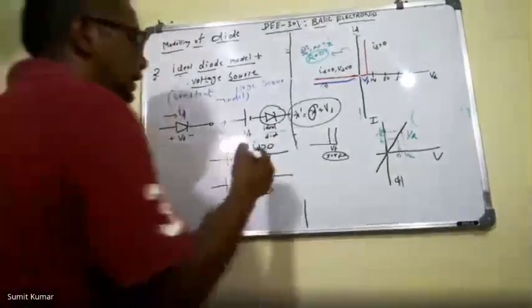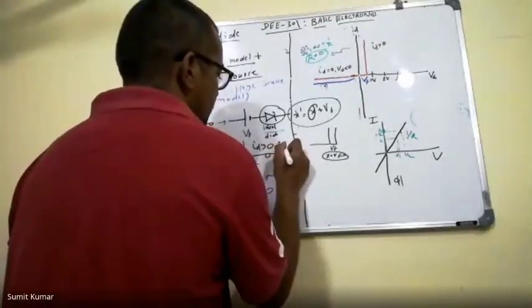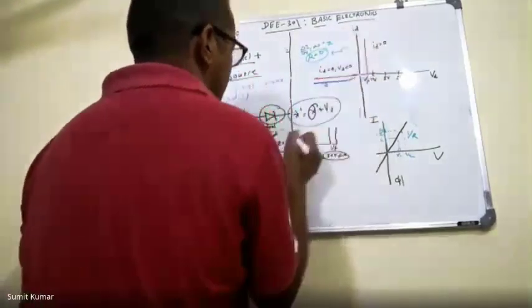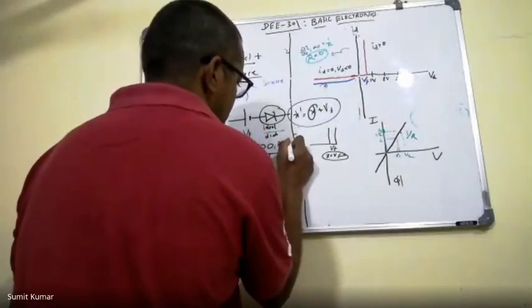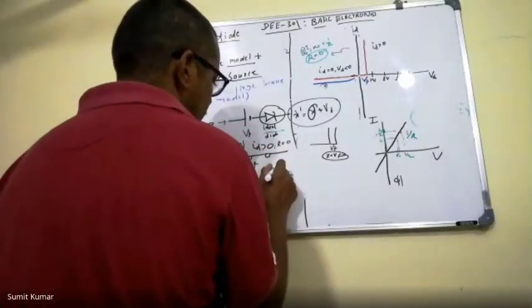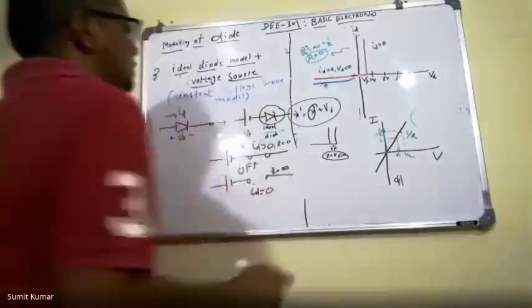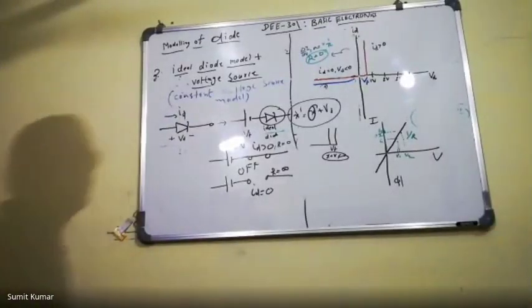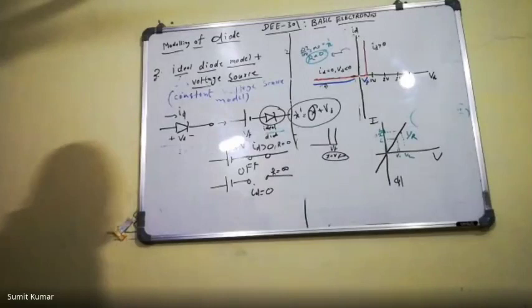You need to understand that resistance is almost zero, because there is a straight line. So R equals 0 here, and here R equals infinity. So this is how we can model the ideal diode plus constant voltage source model.